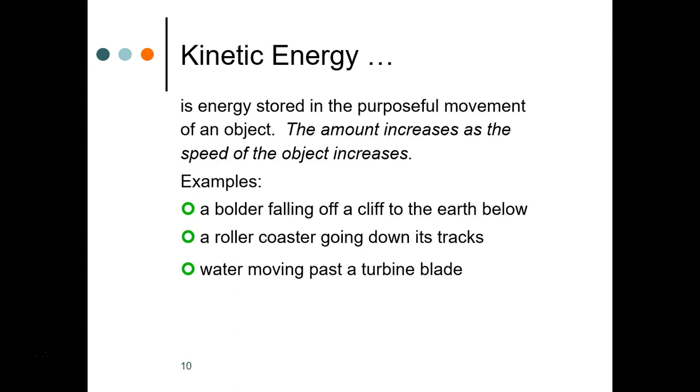We're now going to move on to energy storage mechanisms that are not potential energy mechanisms. So the first one is kinetic energy, and it's the energy stored in the purposeful movement of an object. The amount of energy stored in this mechanism increases as the speed of the object increases. Some examples of energy being stored in the motion of an object is a boulder falling off a cliff to the earth below, a roller coaster going down the tracks, and water moving past a turbine blade.